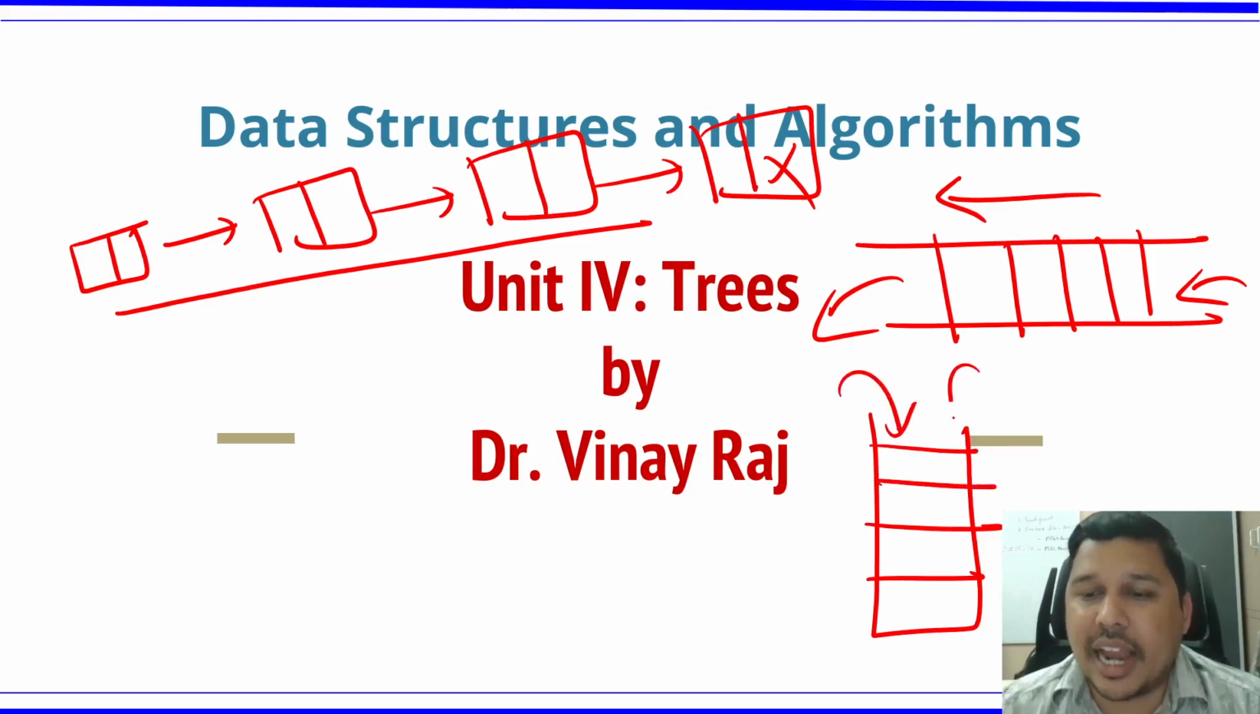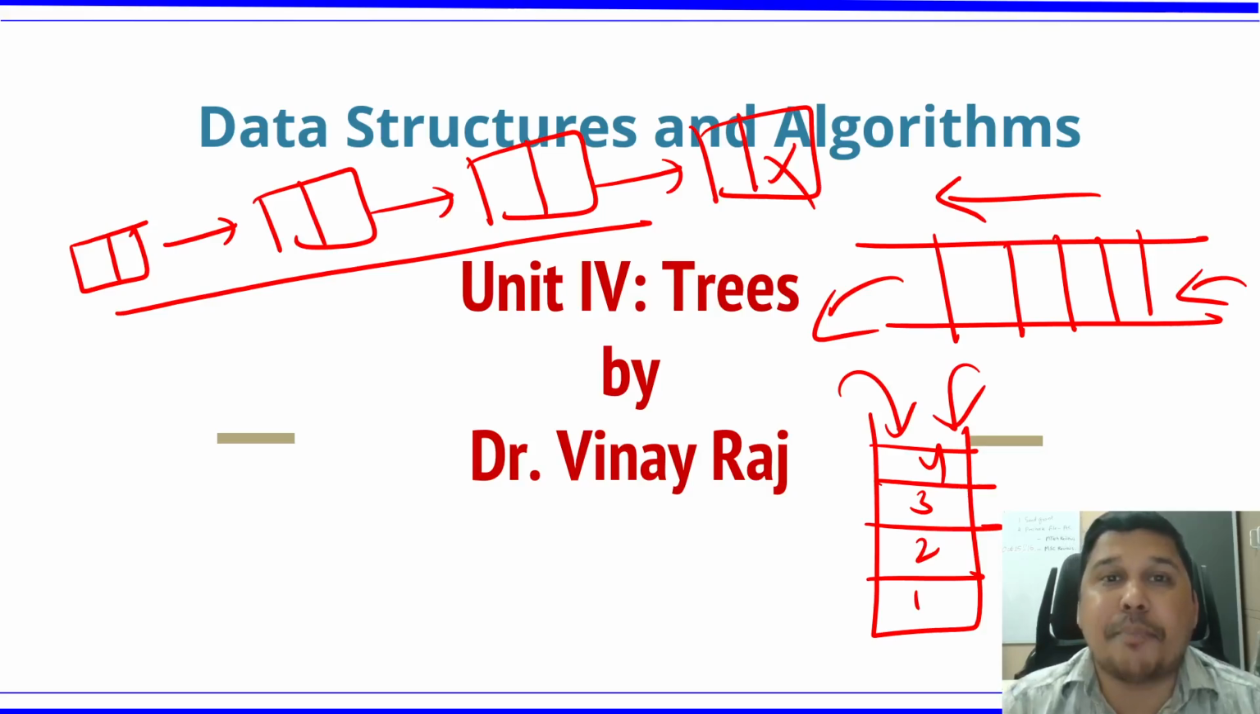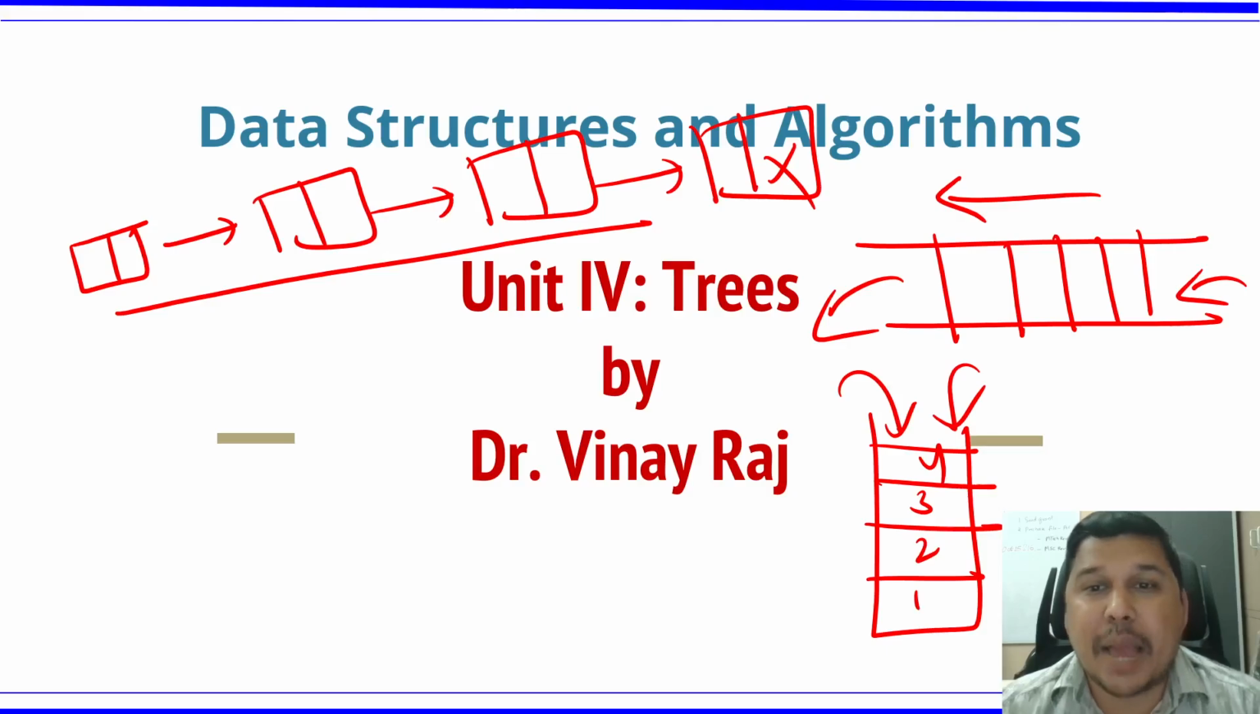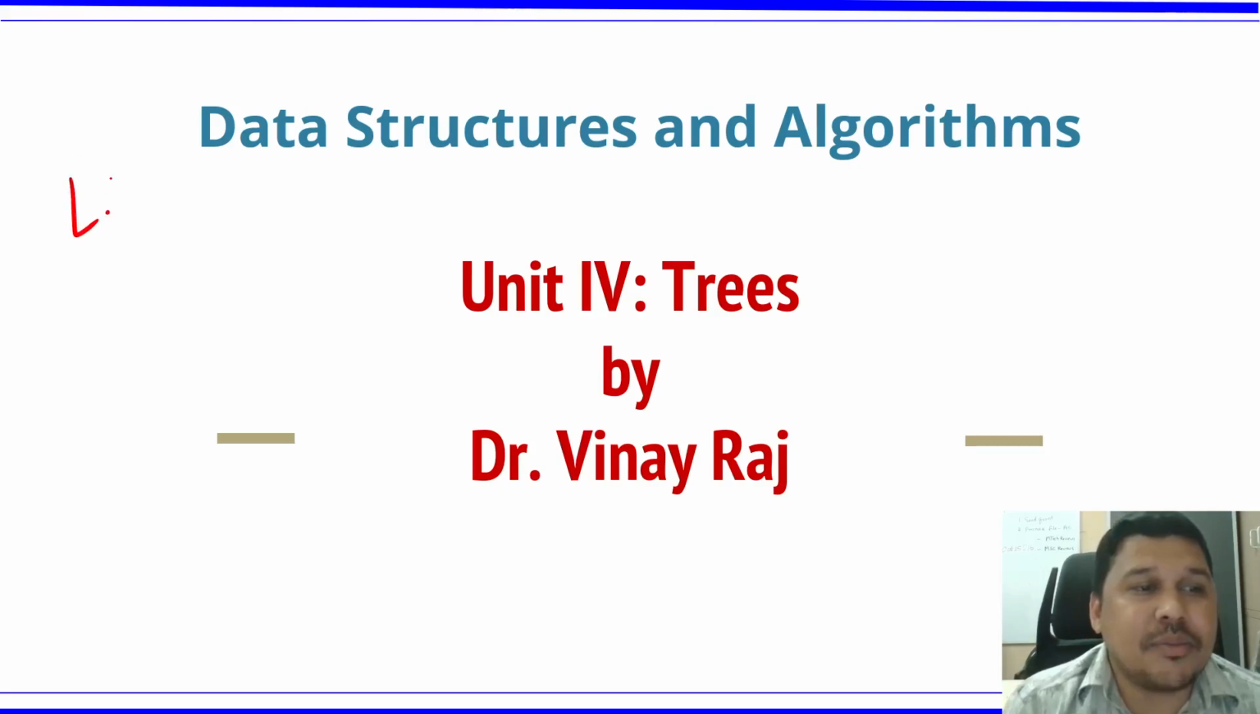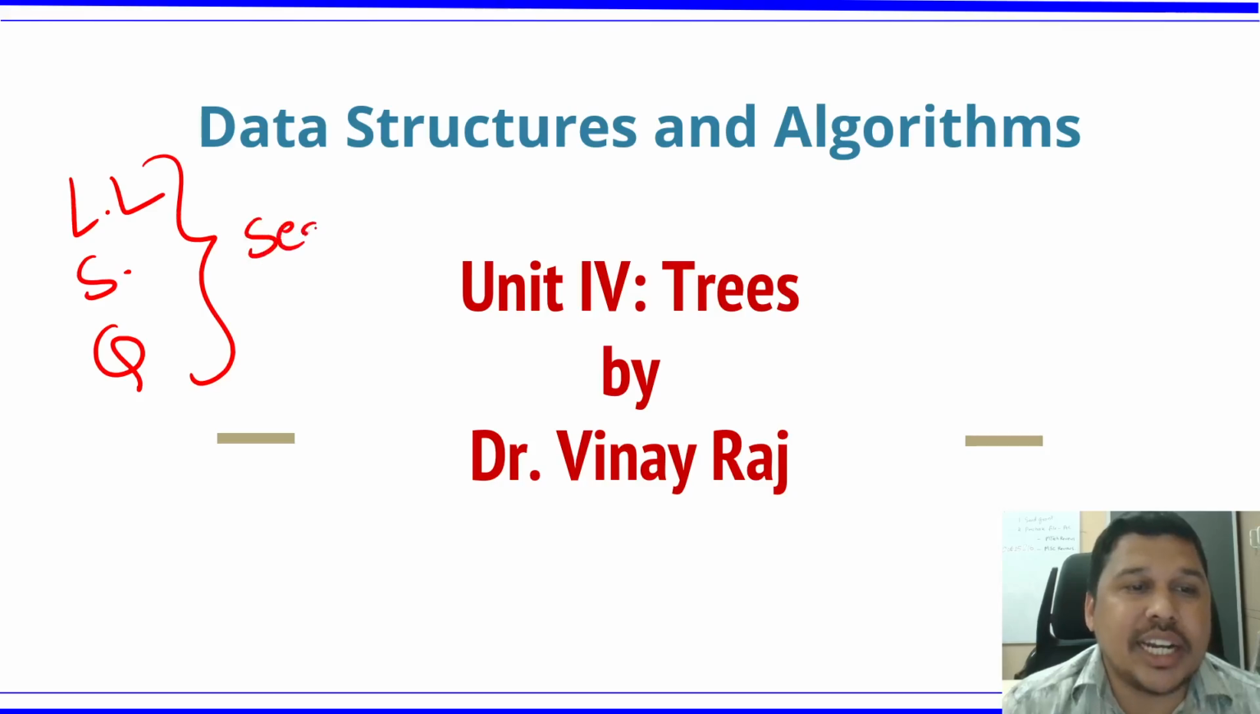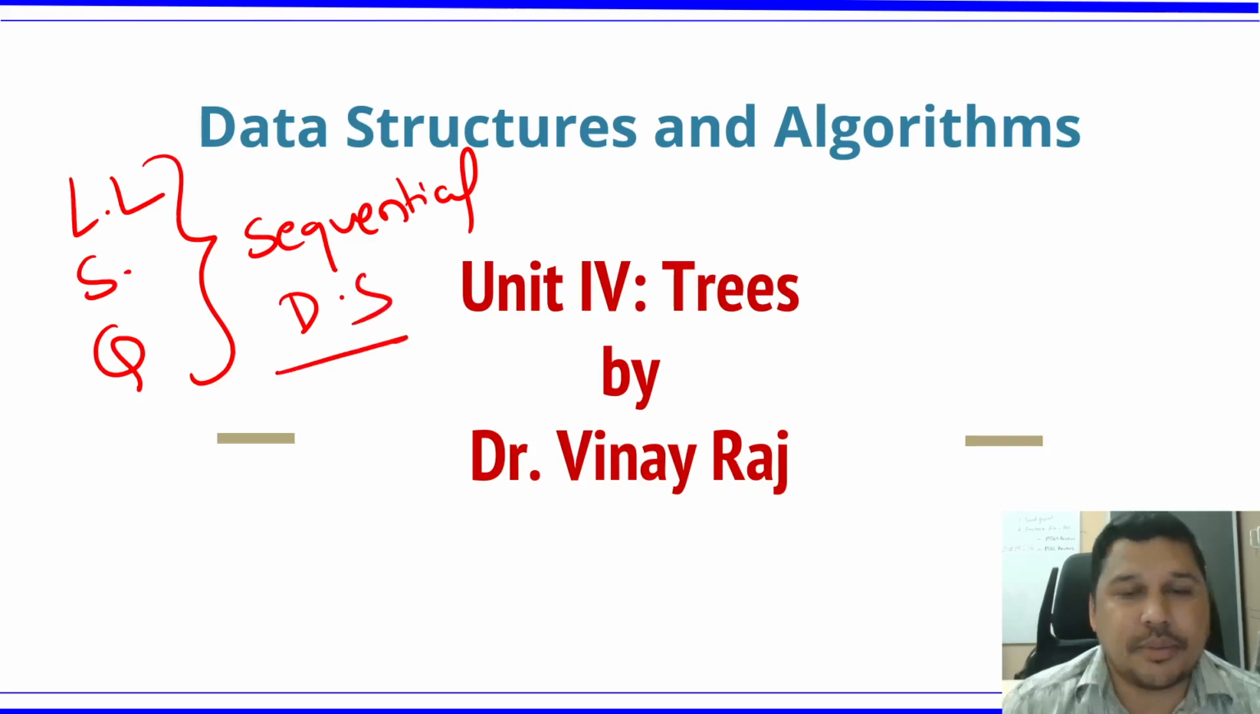Inserting and deleting is happening in order 1, 2, 3, 4. We are following some pattern here, whether inserting a new element or deleting an element. It is happening in order, right? That's why linked lists, stacks, and queues are called sequential data structures.